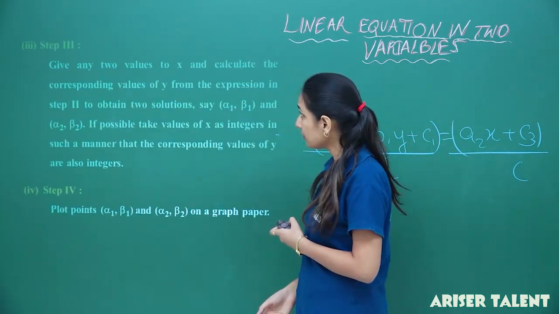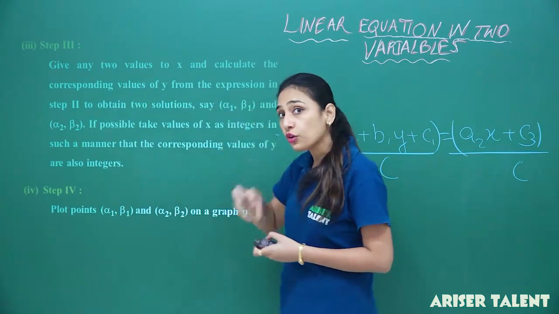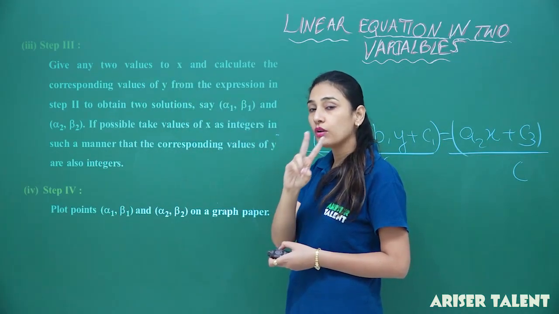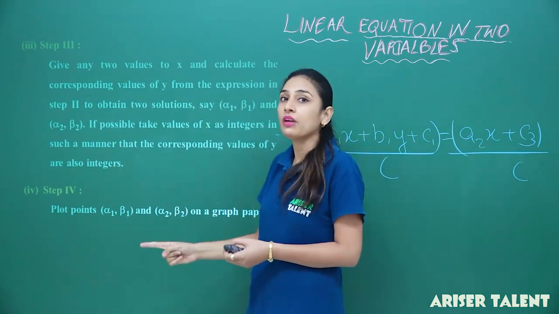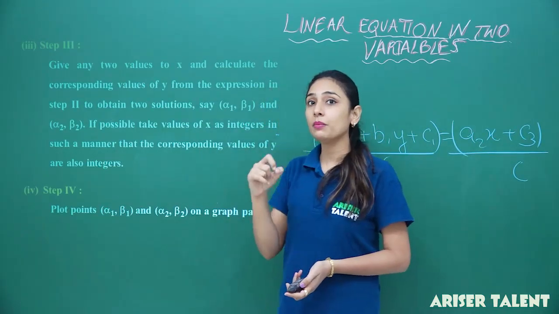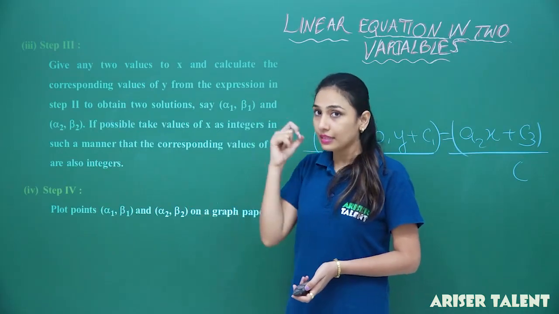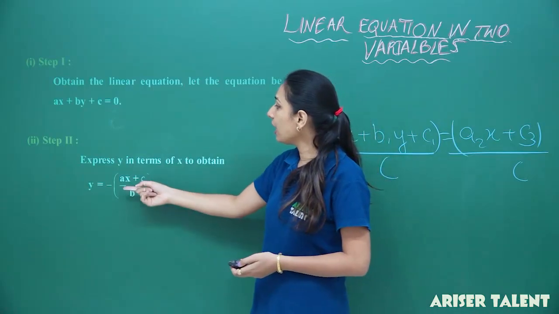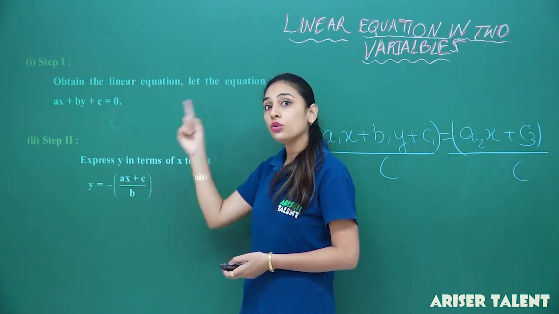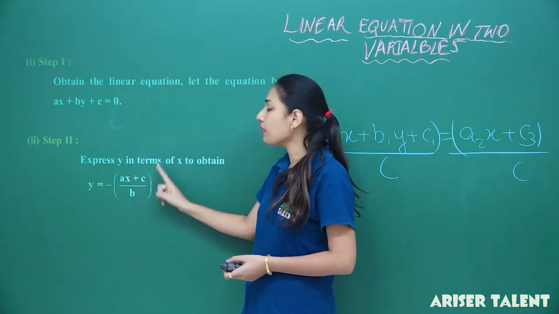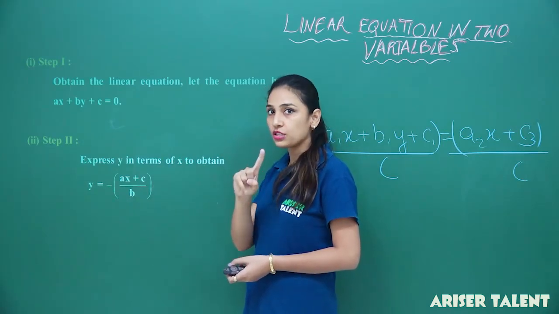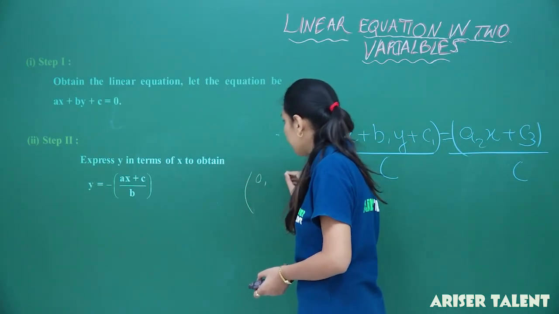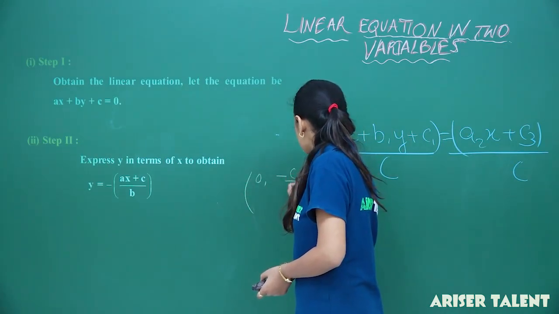Okay. Now in the step 3rd, what will you do? You will be having any two values of x and the corresponding values of y. What do you mean by the corresponding values of y? That means for a specific value, let's suppose we have this value 0 here. So x equals to 0 and y equals to minus c by b. So first value is what? First value is x 0 and y is minus c by b.